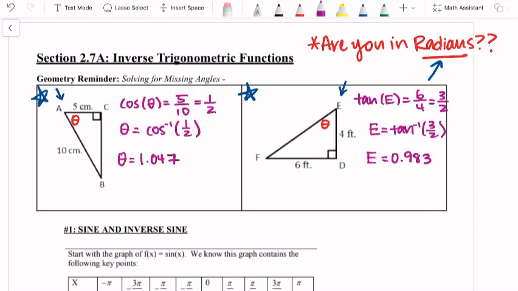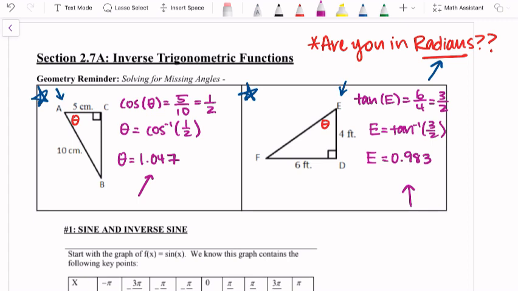So for this first box, we should get that theta is equal to 1.047. Okay, and so I use the cosine ratio to do that. And then for the second box, I got that our angle E was equal to 0.983. Okay, and I use the tangent ratio for that. So for both of these, we did have to use inverse trig to be able to solve for it.